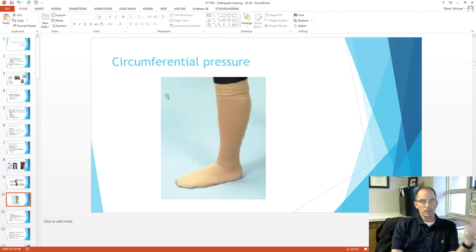Okay. So one of the things we can do is just some circumferential pressure also. This is going to be getting pressure and force distribution from all over the place, so this is great for edema. This is going to be your TED hose that you can look at for reducing edema. A lot of times these will be used post-operatively to help prevent blood clots, just to help increase circulation.